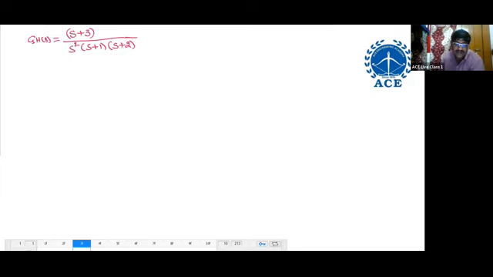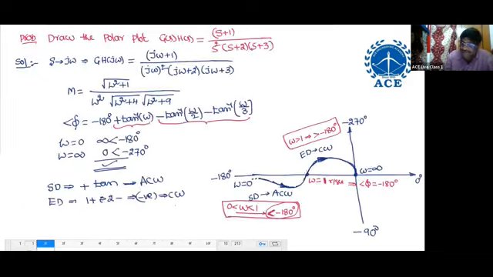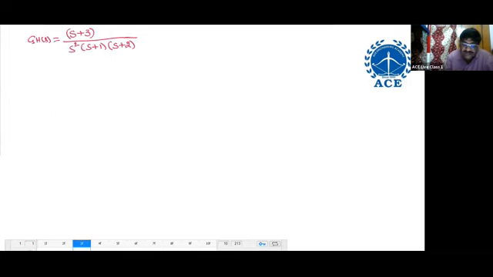Yes, starting and ending directions are clockwise, correct. We can find magnitude here also. In this case you can find magnitude, but it is not required. That's why I didn't find it. Okay. Now, come on, solve it. S replaced by j omega. Come on, you do it.